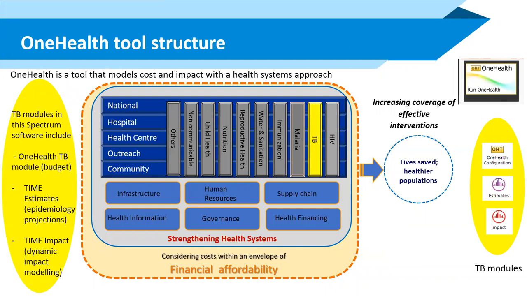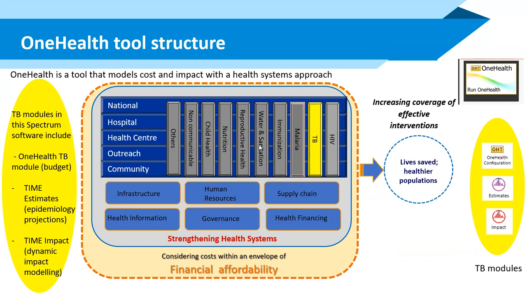This is the general OneHealth tool structure. As you can see, at its core are a number of different health programs, including TB. Within each of those programs, there are a series of interventions which can be delivered at different levels or through different delivery channels, as we call them in the tool. These roll up to give you national level cost for different interventions and health programs.